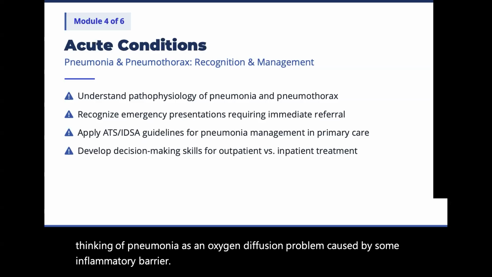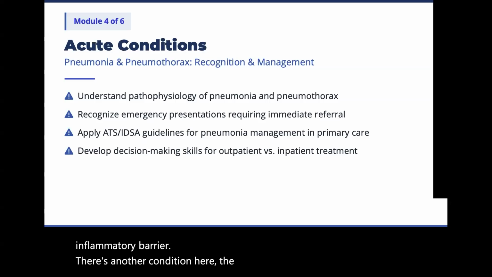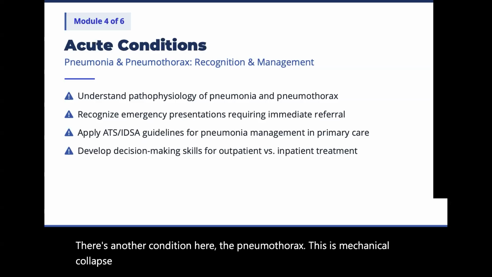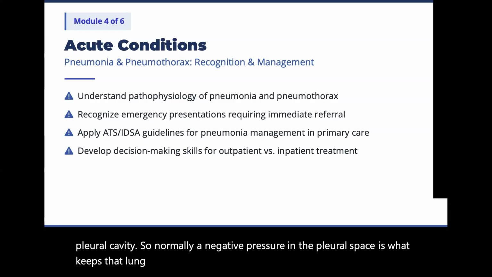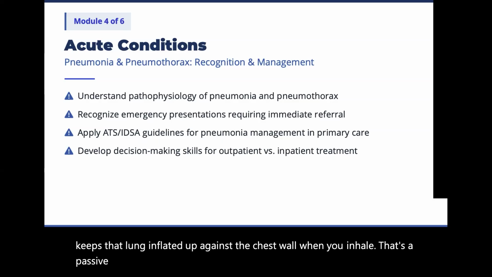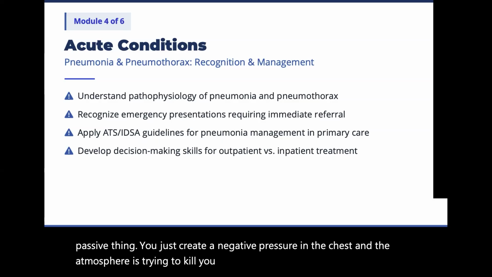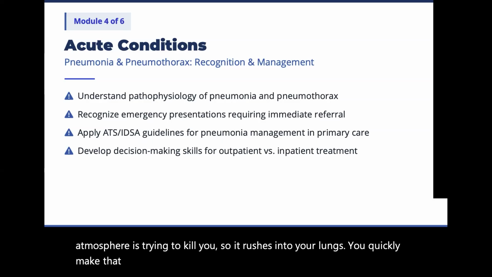There's another condition here, the pneumothorax. This is mechanical collapse. The pneumothorax, by contrast, is mechanical failure of the pleural cavity. So normally a negative pressure in the pleural space is what keeps that lung inflated up against the chest wall. When you inhale, that's a passive thing. You just create a negative pressure in the chest, and the atmosphere is trying to kill you, so it rushes into your lungs. You quickly make that positive, and so you don't die.